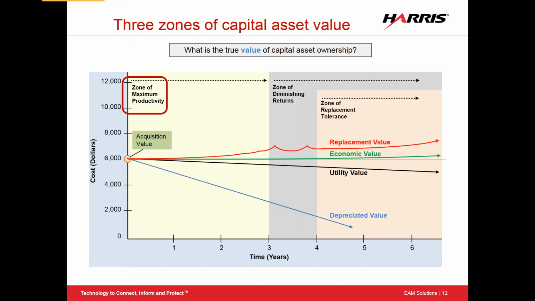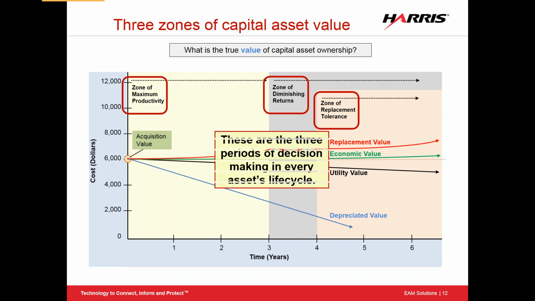So this is, again, a high-level overview, if you think back to the cost scale and compare that to the value scale. All right, how are we doing on time here? Okay. You can see that there's a direct relationship here between the productivity and diminishing returns and replacement tolerance. So let's move on here and we'll get into more definition.